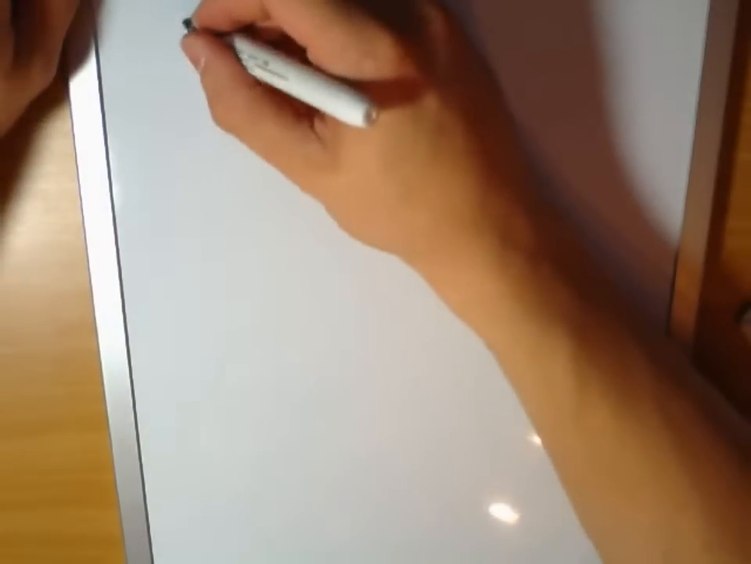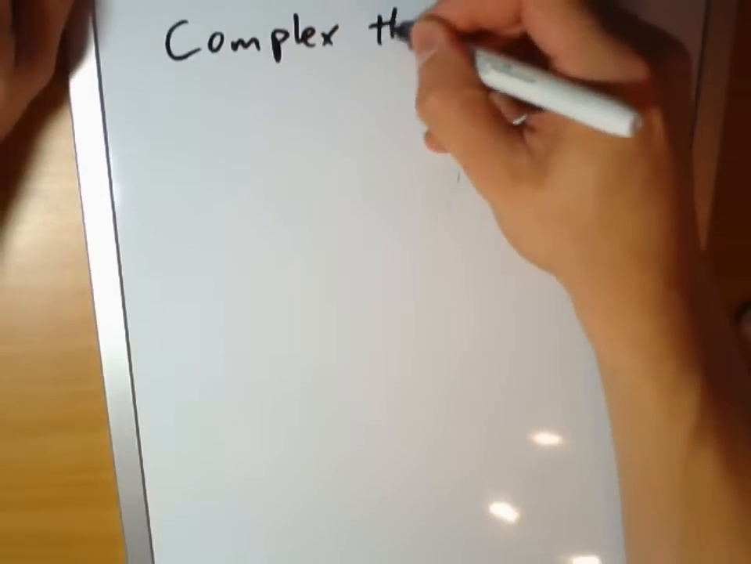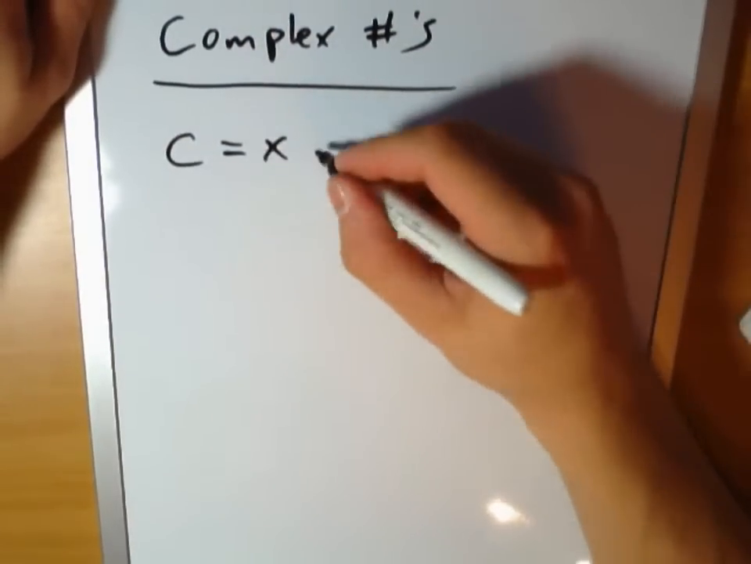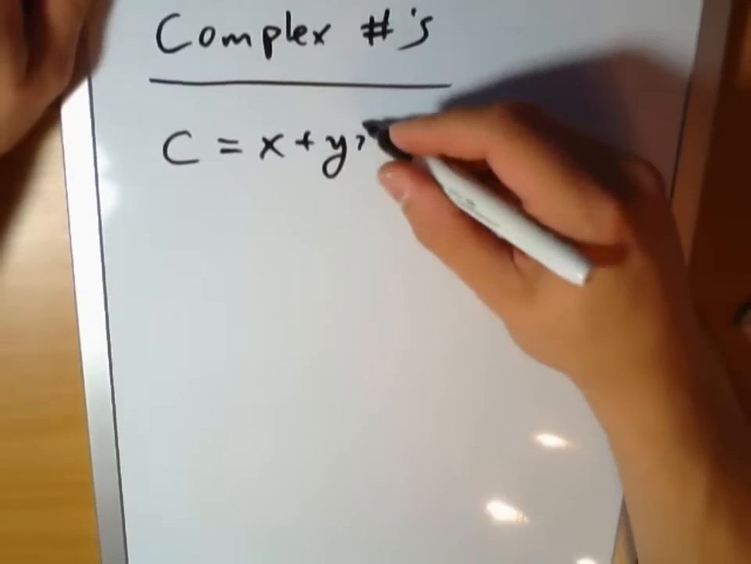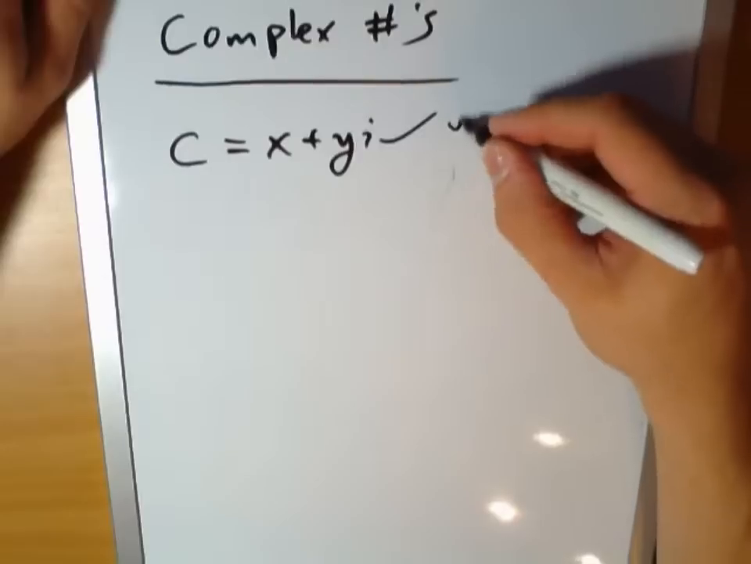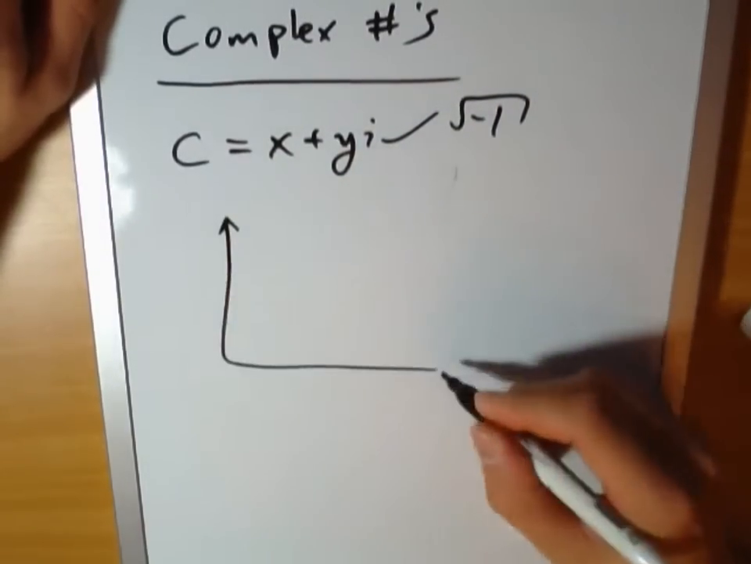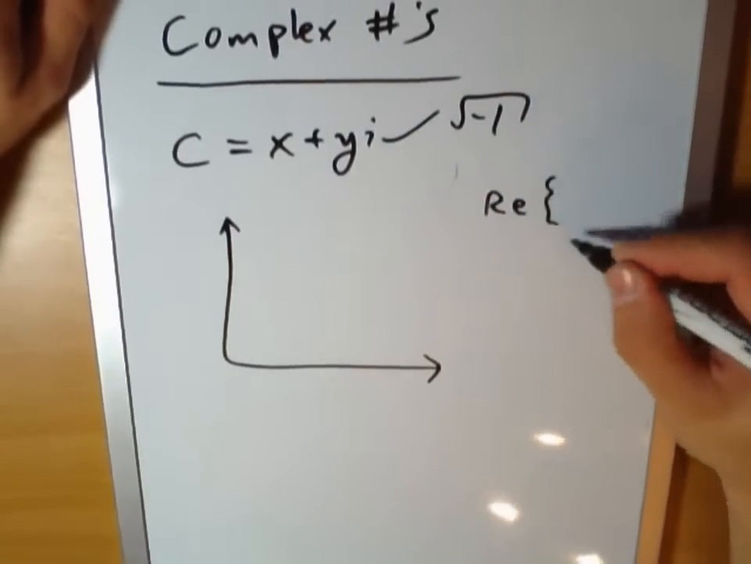Okay, I'm going to give you an overview of complex numbers in 10 minutes, if possible. So, complex number C. C equals a real number x plus a real number y times the imaginary number, where the imaginary number is defined as the square root of -1. And you may have seen this before plotted on an axis, like so.